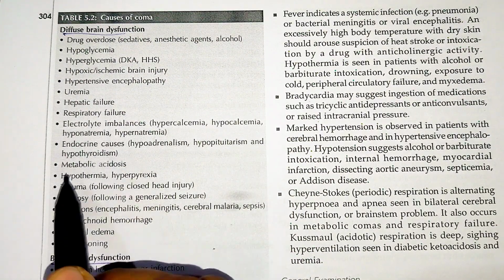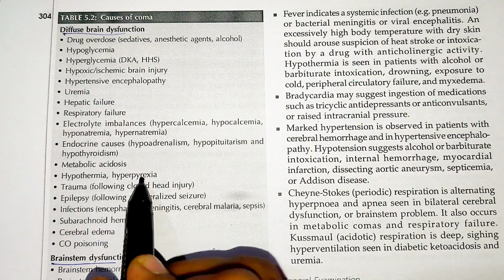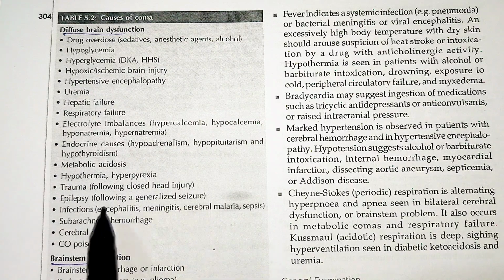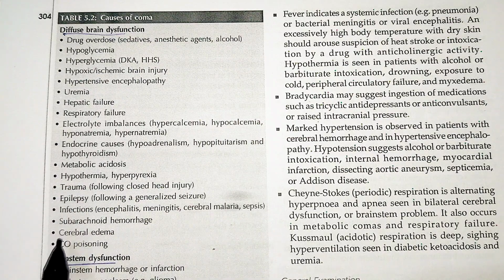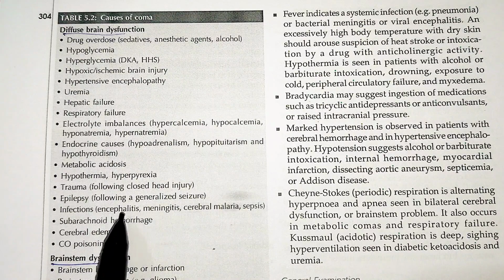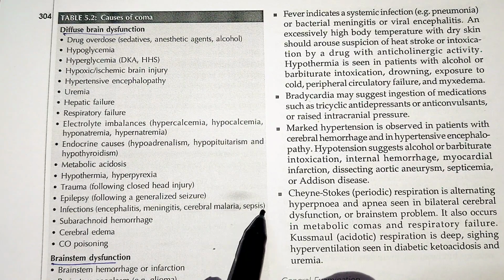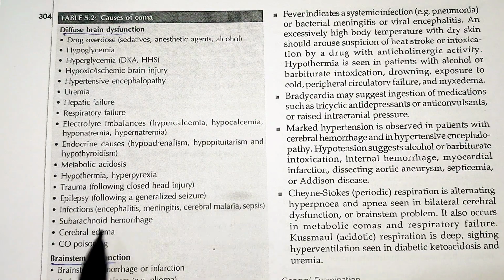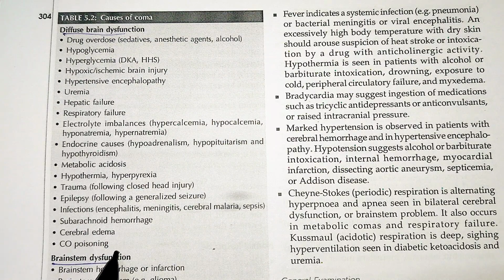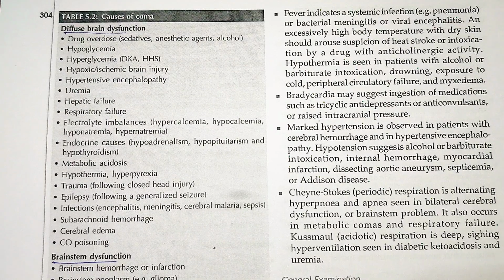Metabolic acidosis, hypothermia, hyperpyrexia, trauma following head injury, epilepsy, infections like meningitis, encephalitis, cerebral malaria, sepsis also cause coma, subarachnoid hemorrhage, cerebral edema, and carbon monoxide poisoning. As we all know, carbon monoxide has a higher affinity to the RBC than oxygen. So, this carbon monoxide poisoning also results in coma.